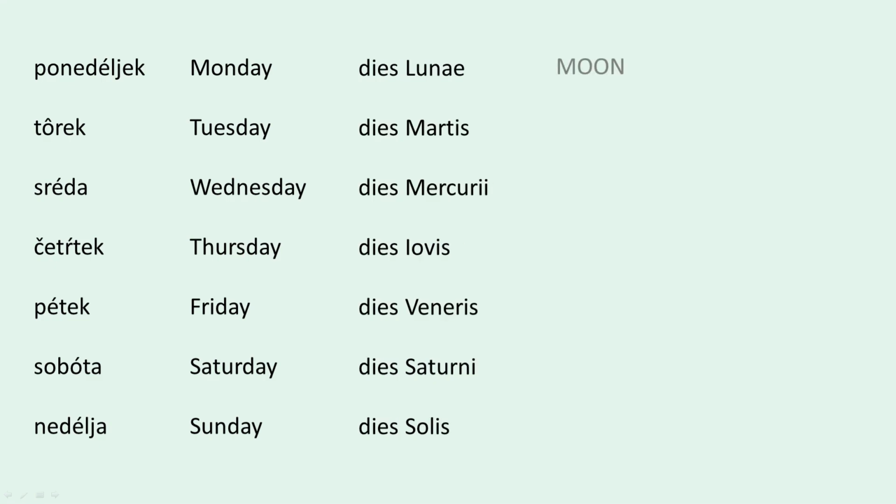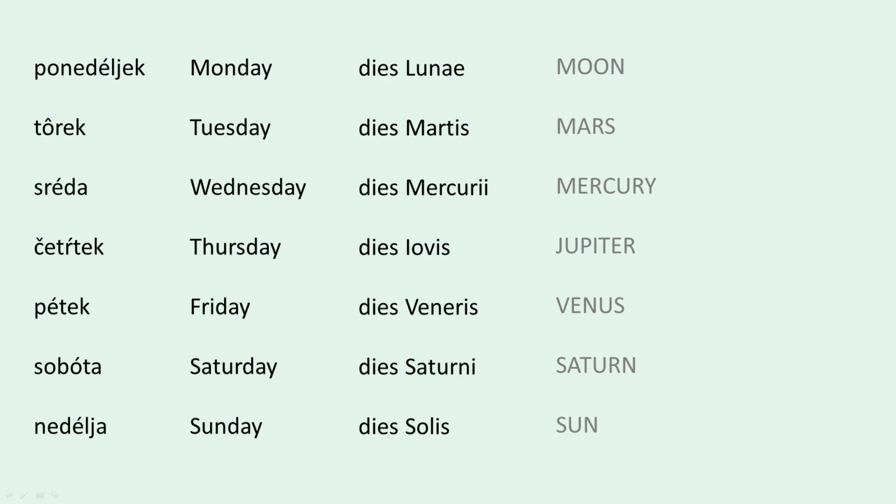Monday is the day of the moon. Think of the adjective lunar or of the noun lunatic. In Slovene, the moon is called luna. Tuesday is the day of Mars. Wednesday is the day of Mercury. Thursday, as we said, is the day of Jupiter. To make the Latin name more familiar, keep in mind that Jupiter was also called Jove. Think of the English expression by Jove. Friday is the day of Venus. Saturday is the day of Saturn. And Sunday is the day of the sun.